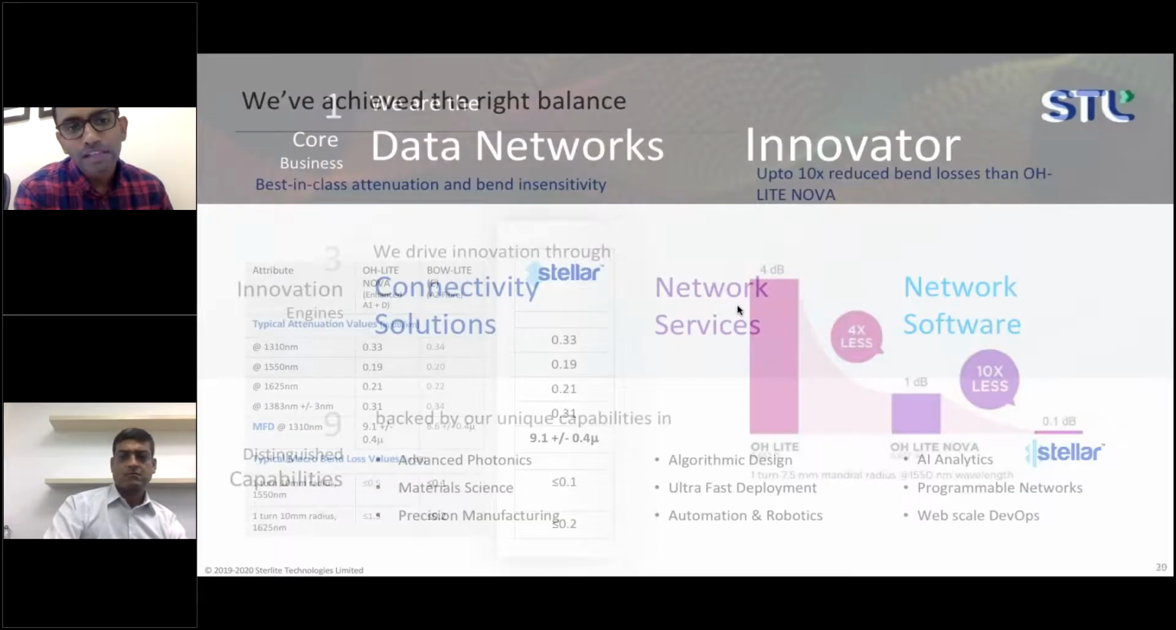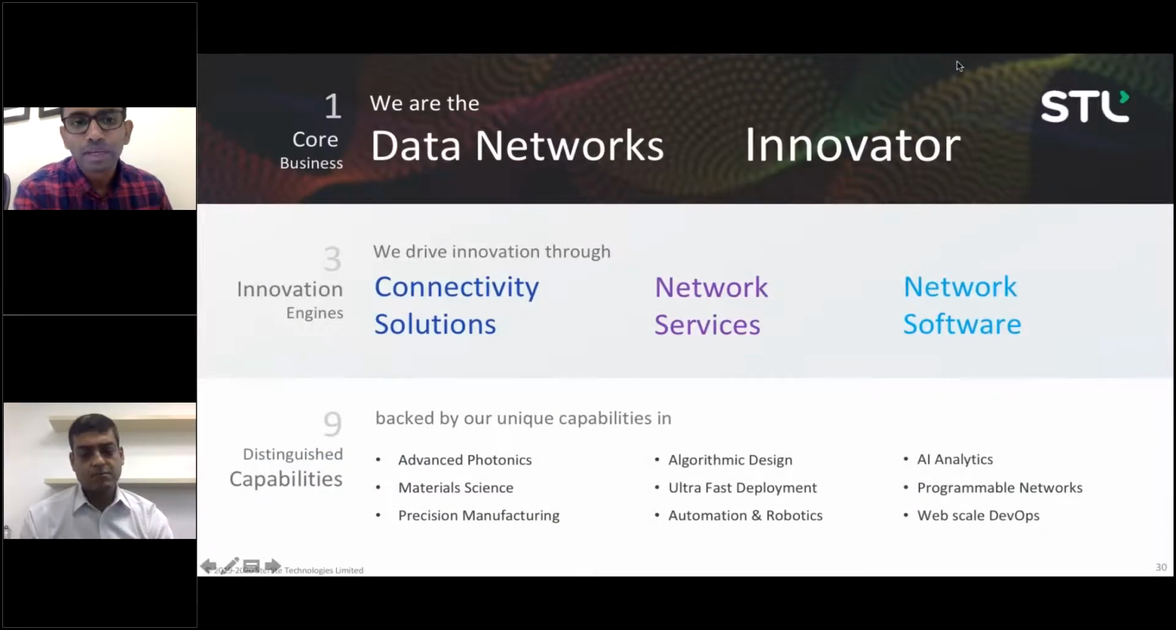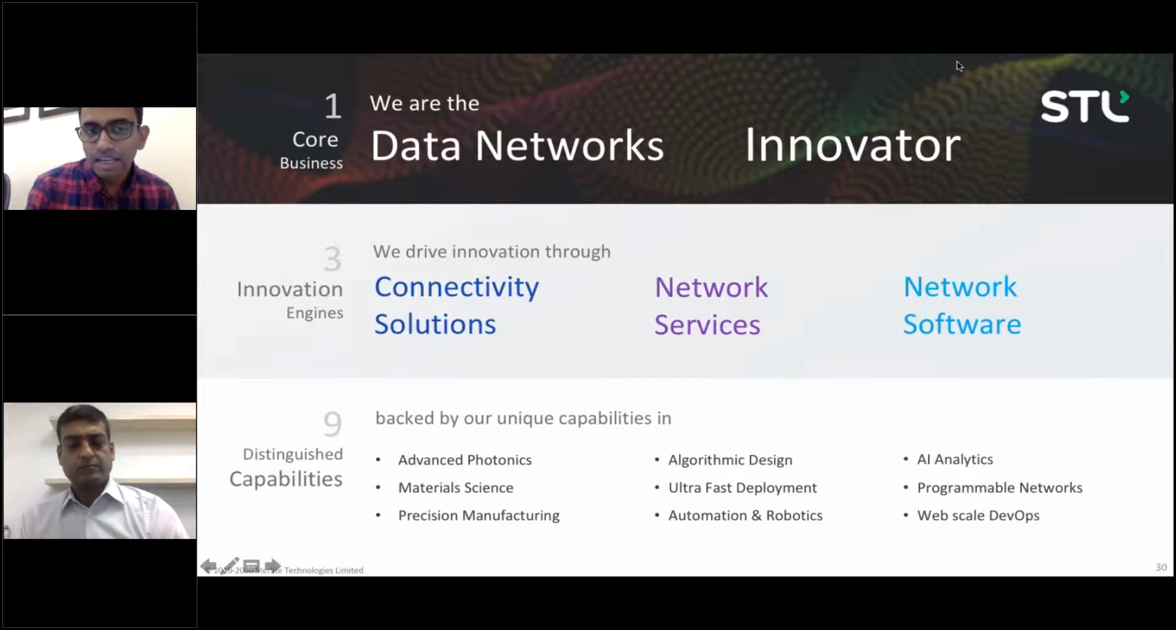This is the slide which actually talks about STL as a company. We would like to say that we are a data networks innovator, and we have innovations going across the entire spectrum, the entire stack of layers of a data network. This data network innovator is run by the company STL, which has 3 innovation engines: connectivity solutions, network services, and network software, with 9 distinguished capabilities. These are the capabilities which are very unique to each of the innovation engines that we have.